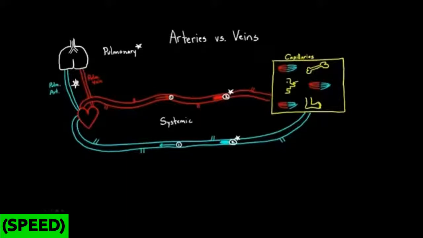So clearly that's the reverse of what I just said, but that is one exception to the general rule, which is that arteries definitely look red and veins generally look blue. Okay, so those are two points of difference between the arteries and veins.